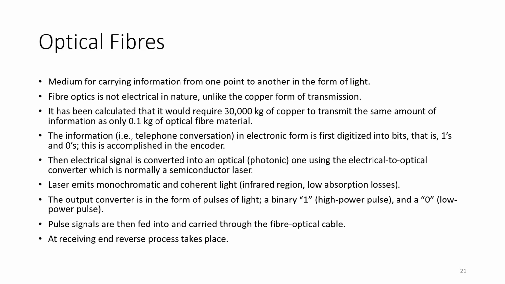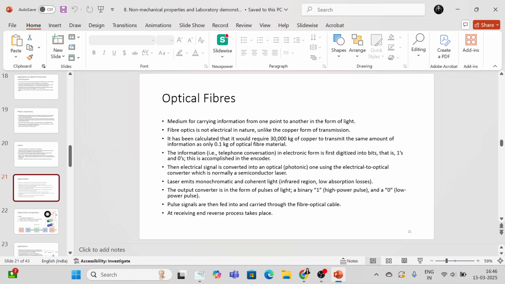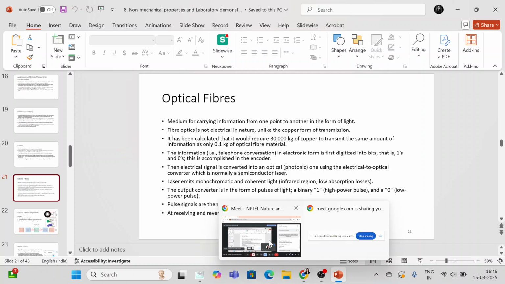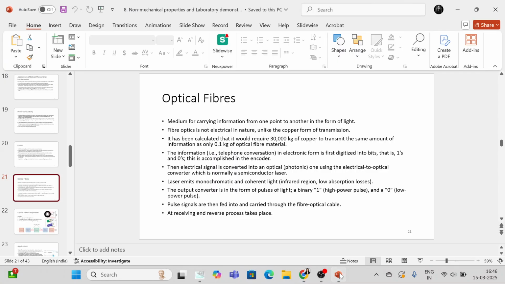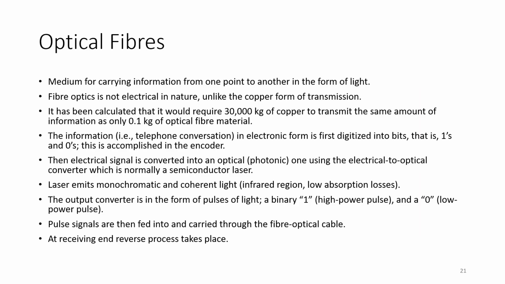Another application is in making optical fibers, a medium for carrying information from one point to another in the form of light. Fiber optics is not electrical in nature, unlike copper transmission. It has been calculated that it would require 30,000 kg of copper to transmit the same amount of information as only 0.1 kg of optical fiber material.